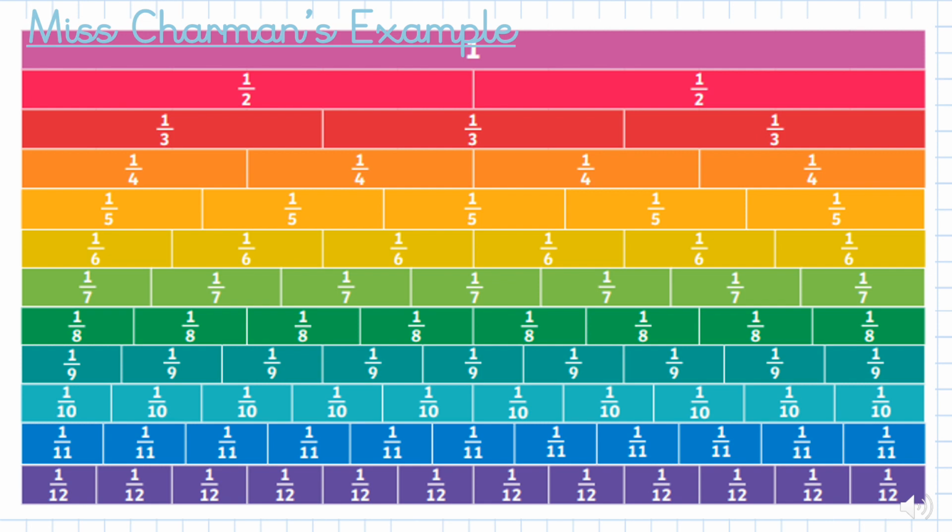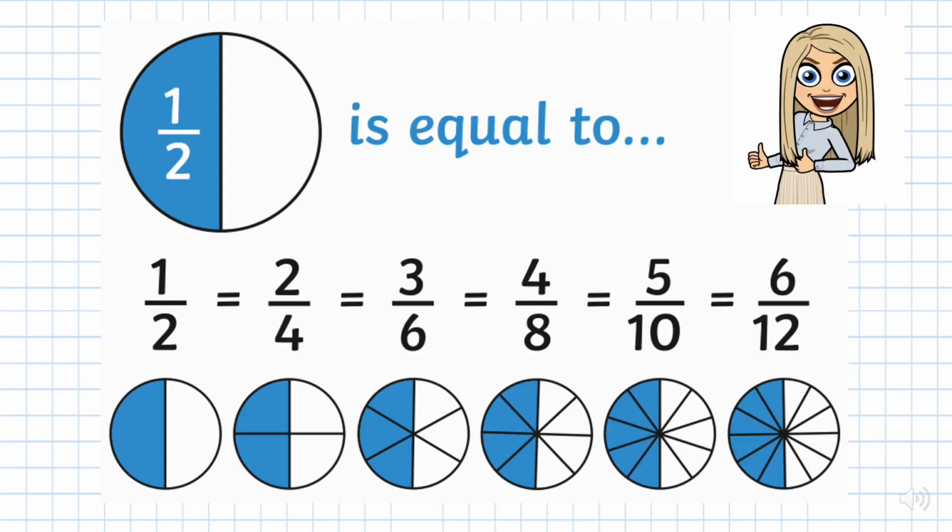Here is an example of a fraction wall. Can you identify any equivalent fractions? Equivalent fractions are fractions which represent the same value or proportion. For example, 1/2 is the same as 2/4, which is also the same as 4/8.